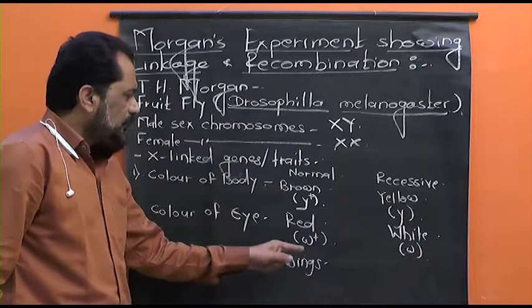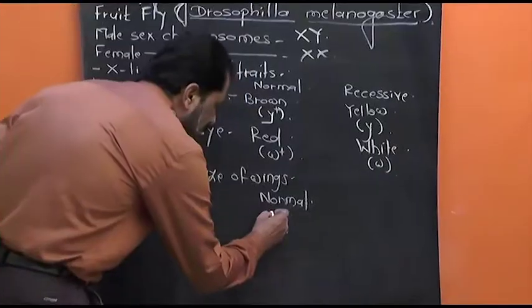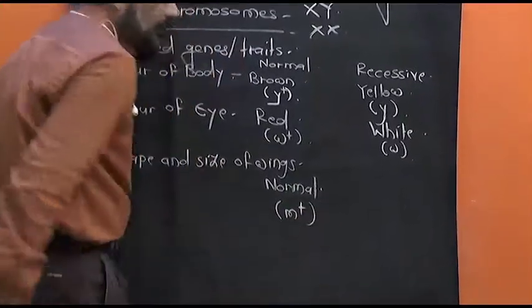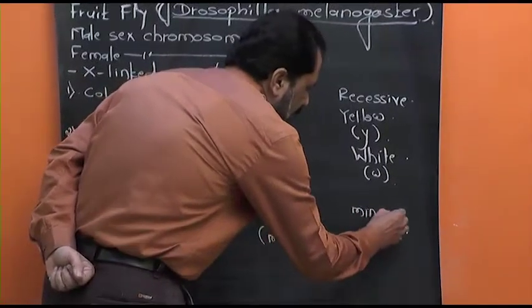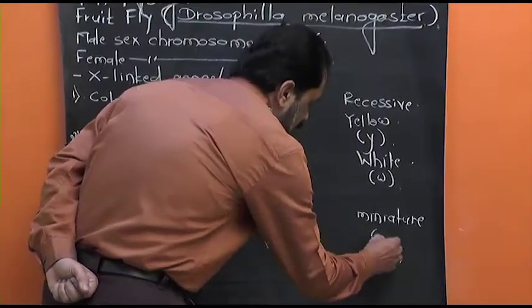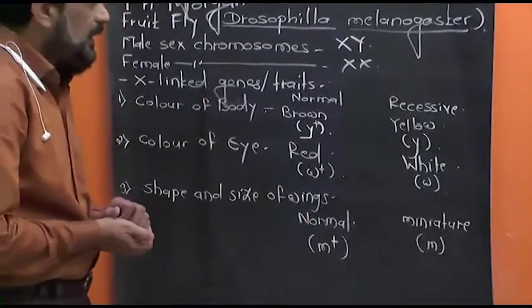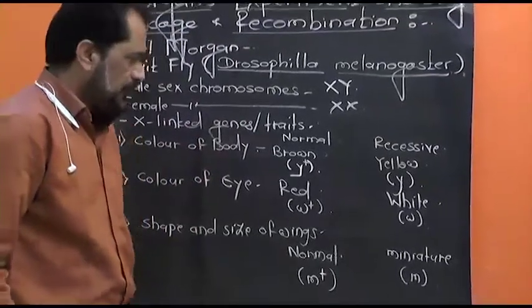Shape and size of wings. The normal shape of size is controlled by gene M plus, while the recessive trait, that is miniature wings, is controlled by gene small m. So here actually I have told you the alleles of each other.